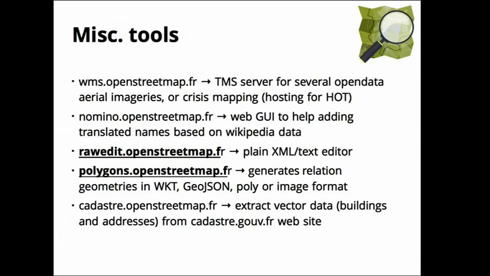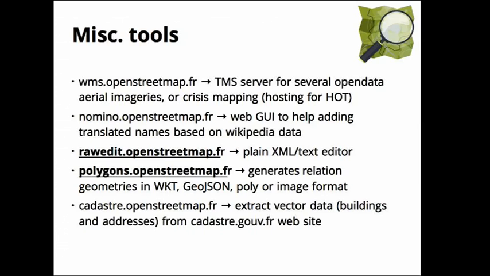We have our own tile server for imageries and things like that, because sometimes there are aerial imageries available under open data license, but there's no TMS server or WMS server to access them. So we collect them, we put them on our server, and it allows mappers to use this data. We are also using this server in crisis mapping. For example, we've been hosting imagery for the Philippines and also in Africa for the Ebola virus. It was hosted on our server.